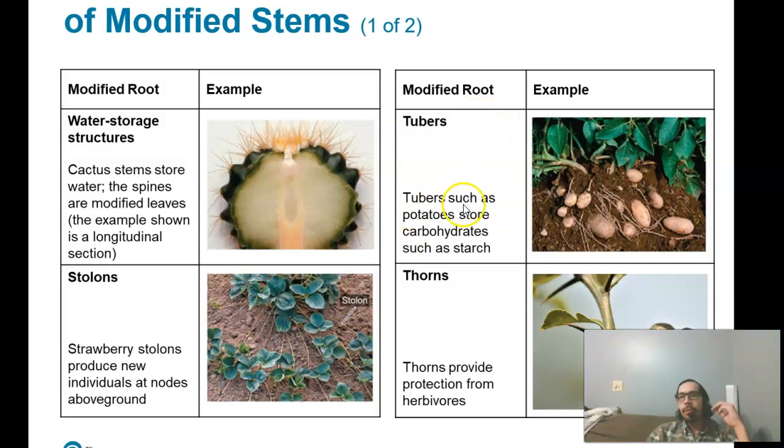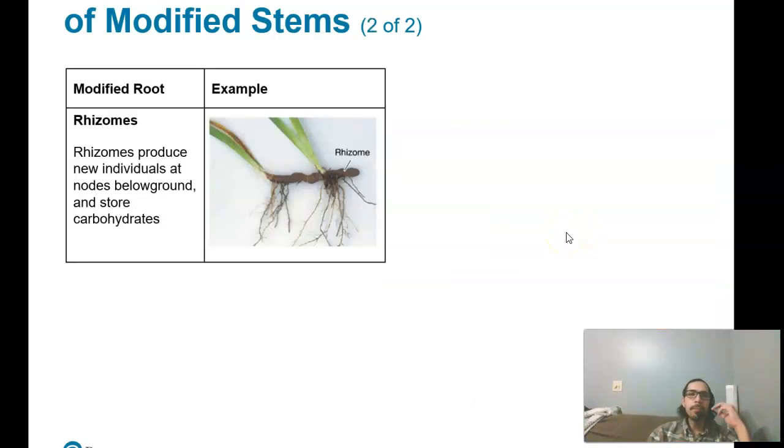You have the tubers, such as the potatoes, that store carbohydrates like starch, and then thorns. You guys should be familiar with those, like the ones that you see on roses that protect the plant from herbivores. And then the rhizomes, which are used to produce new individuals in asexual reproduction. Sometimes it can be confused for two separate plants sprouting, but if you dig them out, they're connected underground and go through the rhizome.